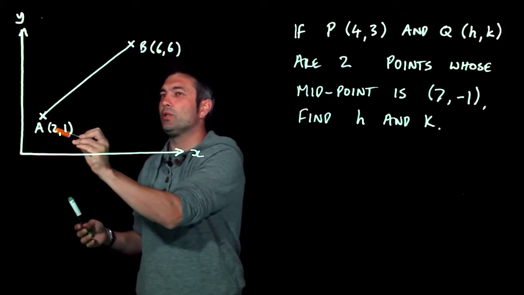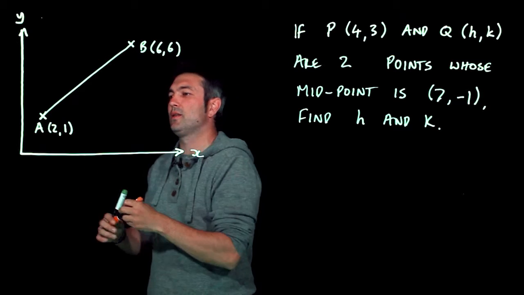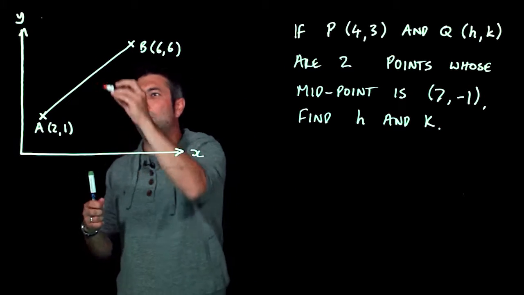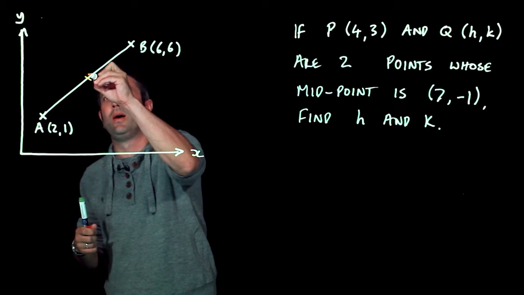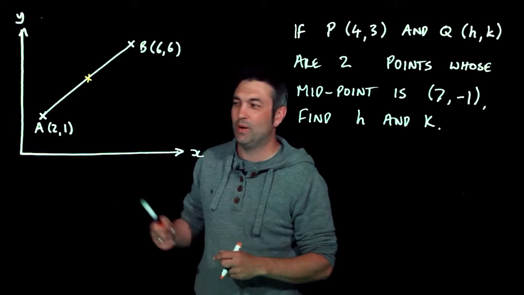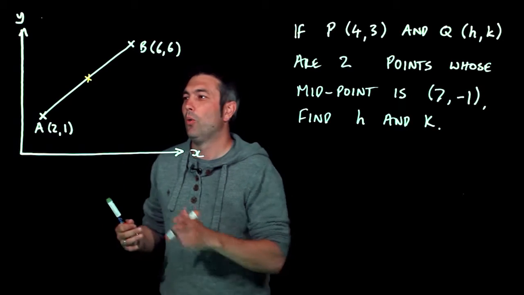Now, we've got 2 points, A and B. A is (2, 1), and B is (6, 6), and we're asked to find the midpoint. Now, the midpoint's going to be around there somewhere. But we can't just draw across on there and say, oh, there you go, I've drawn the midpoint. I've got to actually find what point it is.